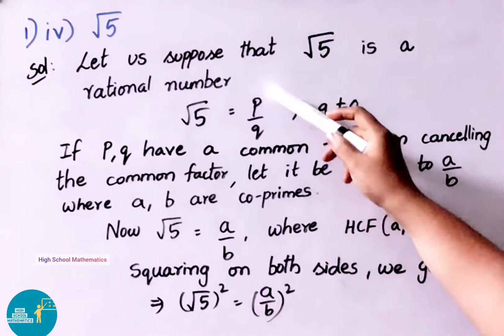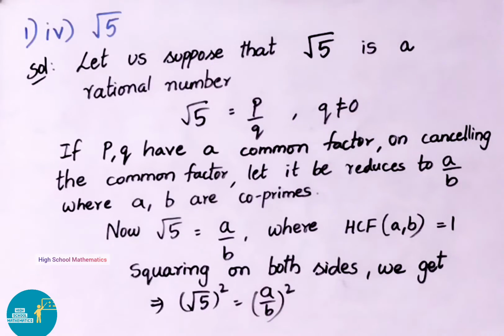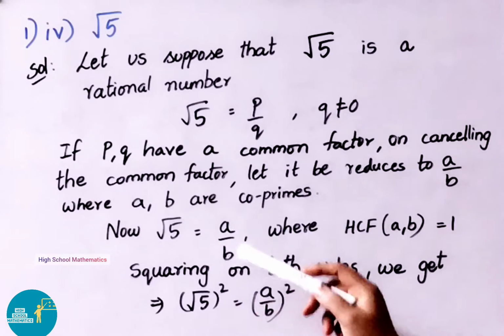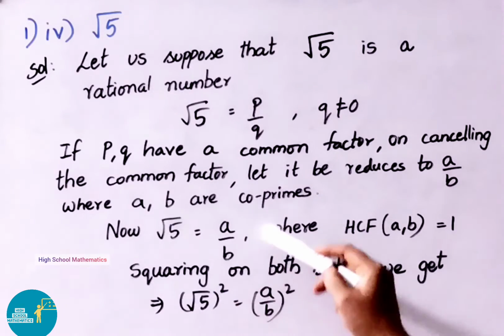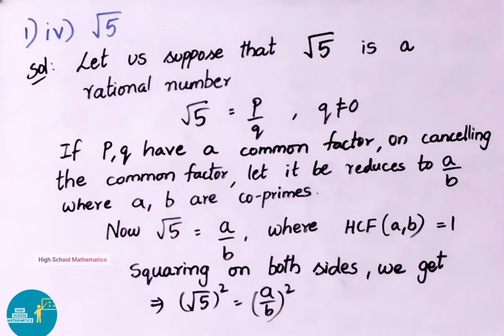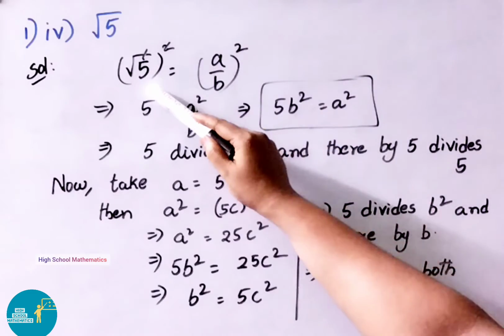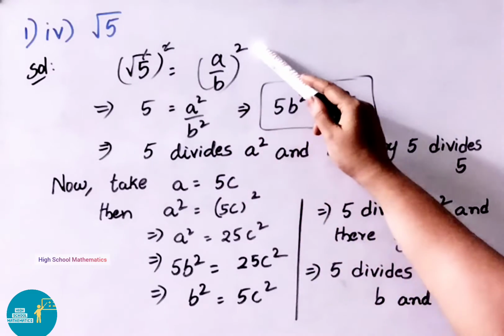If p and q have a common factor, on cancelling the common factor, let p by q reduce to a by b, where a and b are co-primes. Now square root of 5 equals a by b, where HCF of a and b is equal to 1. Now we shall do squaring on both sides. We get square root of 5 whole square equals a by b whole square.